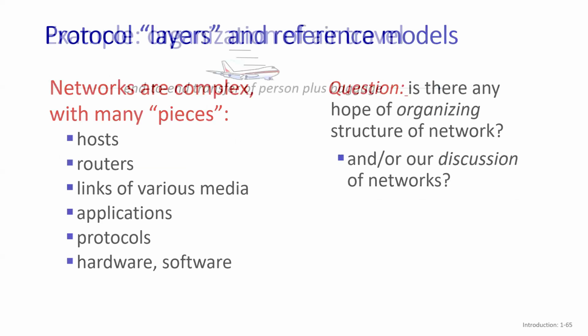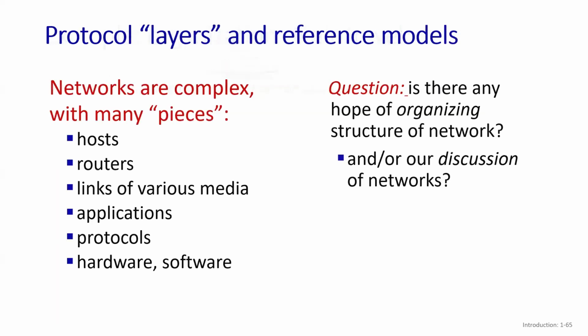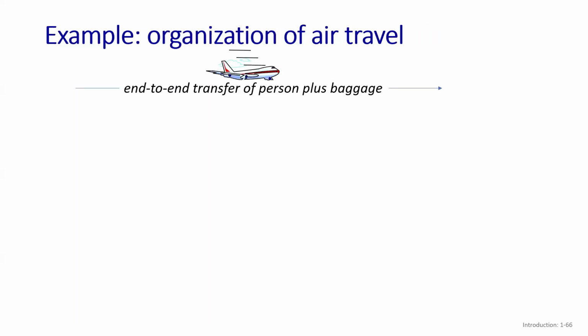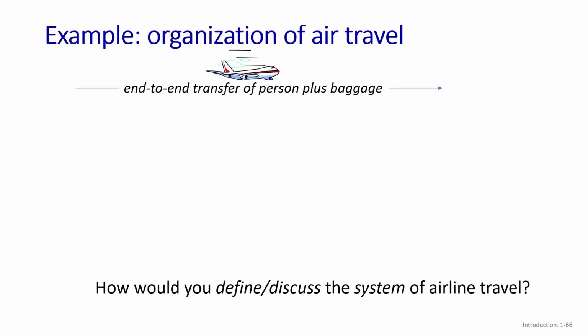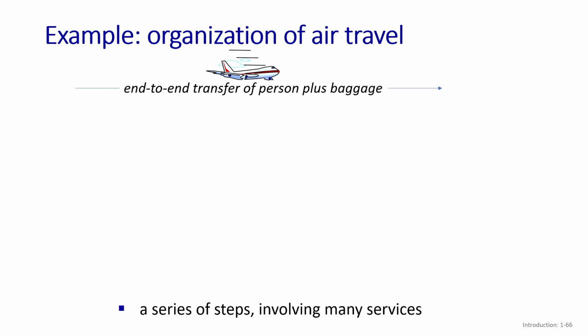So networks are basically complex. They have hosts, they have routers, they have switches, physical media, applications, we have protocols. So the question is, how do we organize this whole process of communication in the networks? Like sending a message from one host to another, how can we organize and understand this whole structure? In order to understand, we are going to use an example of air travel, for instance.